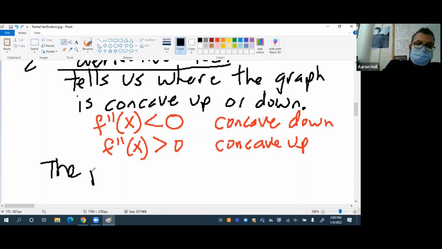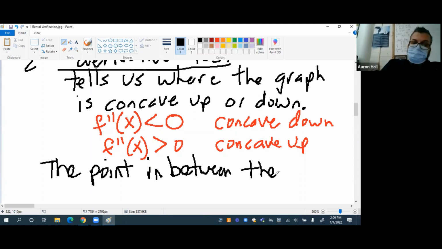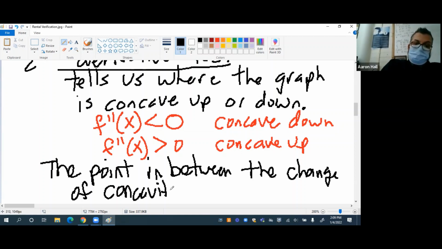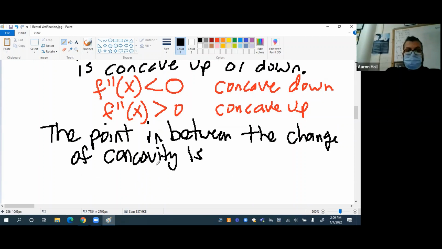The point in between the change of concavity is called an inflection point.